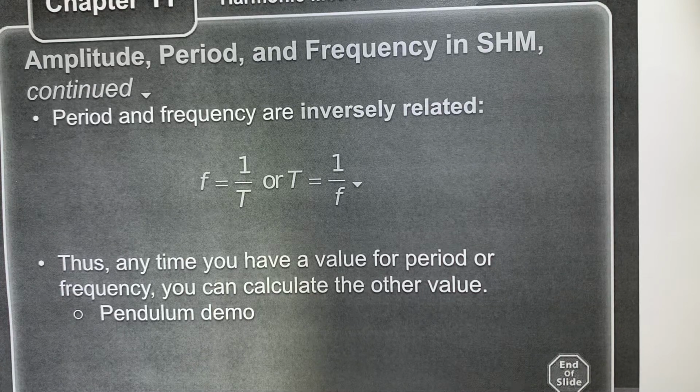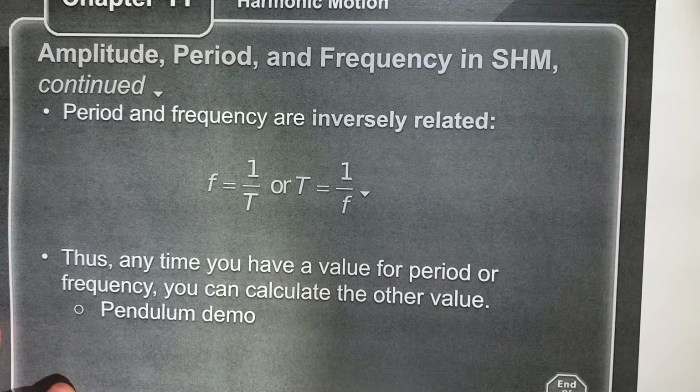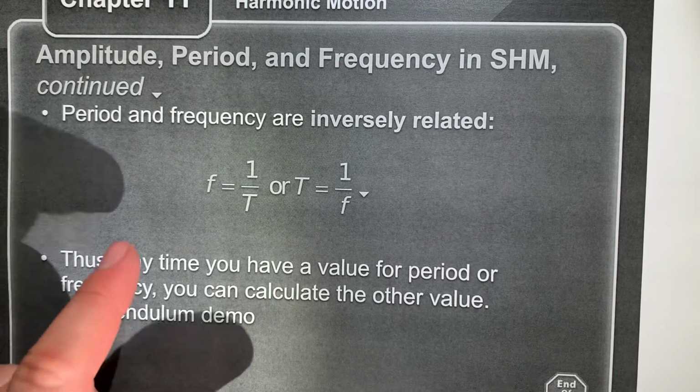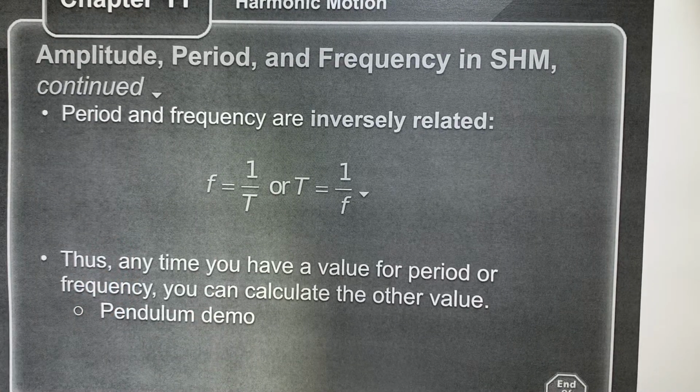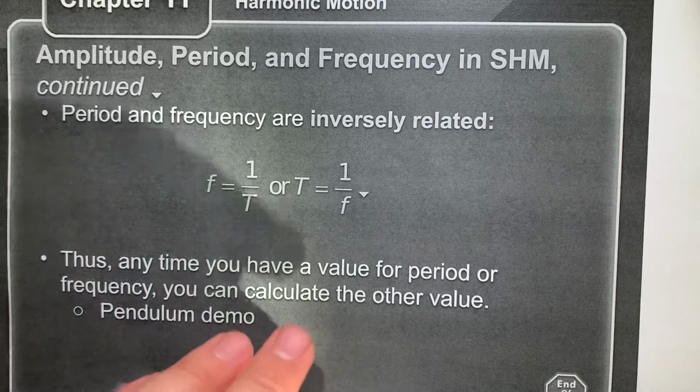is because period and frequency are inversely related. Okay, so if at any time you know the value for period or frequency, you can take the inverse or the reciprocal of what you know to calculate the value for the other. So you really don't have to go through all the other steps trying to get a calculation. Just simply take the reciprocal of what you find, and that's what will give you the other amount.